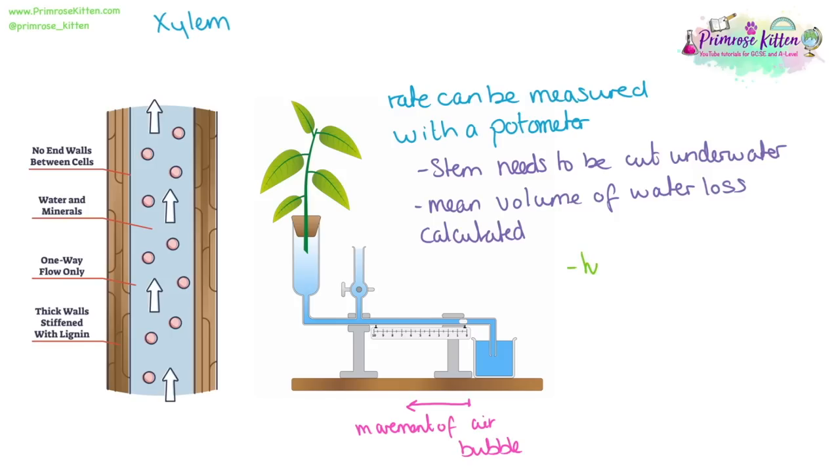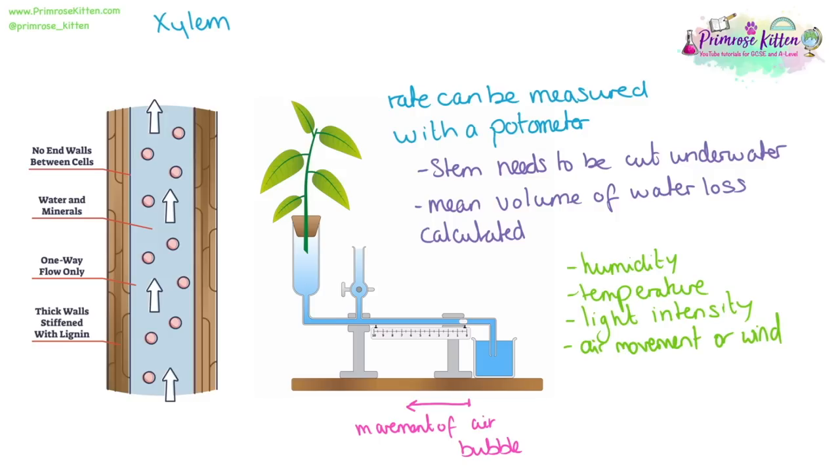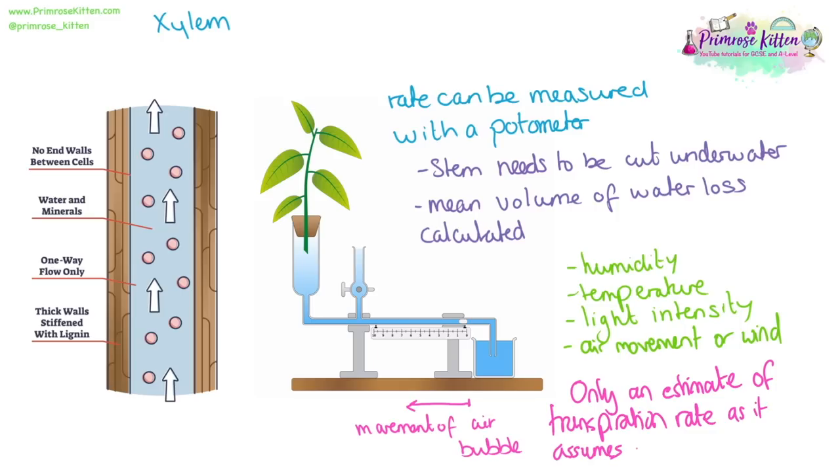A few variables you could change in this experiment are humidity, temperature, light intensity, and air movement or wind. Remember, this experiment is only an estimate of transpiration rate because it is assuming that all water taken up by the shoot is being transpired.